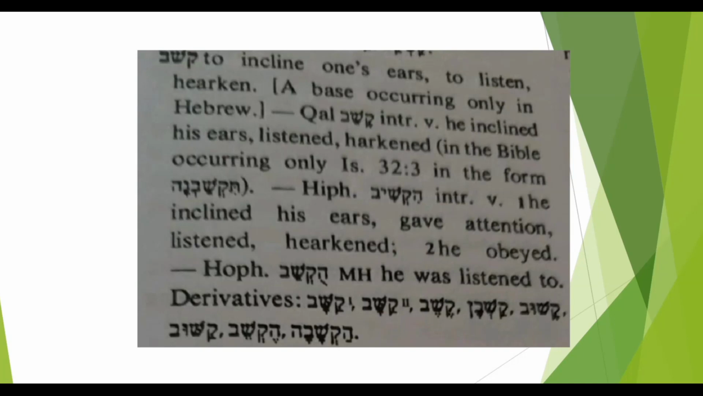It's used in Isaiah 32, verse 3, and it gives you the spelling that's used in that verse. He inclined his ears, gave attention, listened, hearkened, he obeyed, he was listened to. And then again, we have derivative spellings. But look how complete that definition is. It's not just to listen, but it's also giving attention, that you would obey it. Amazing.